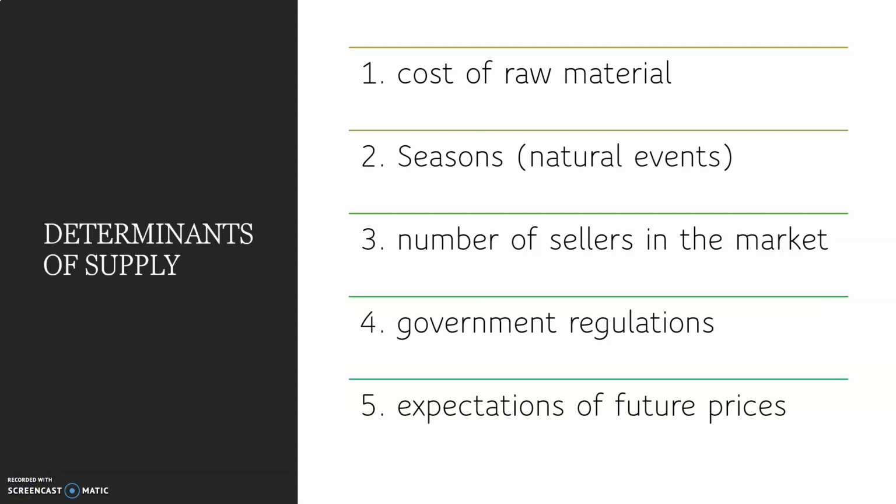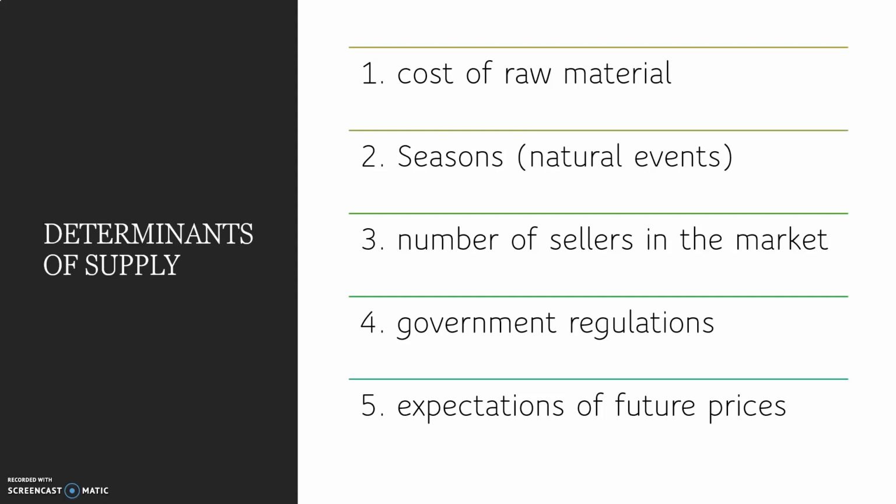It could be the cost of raw materials. So producers have to take into consideration the fact that maybe there's an increase in the cost of raw materials, and so they might have to cut back on the number of goods that they are able to supply because of the increase in the cost of production.